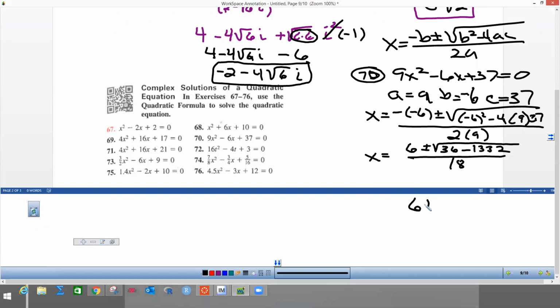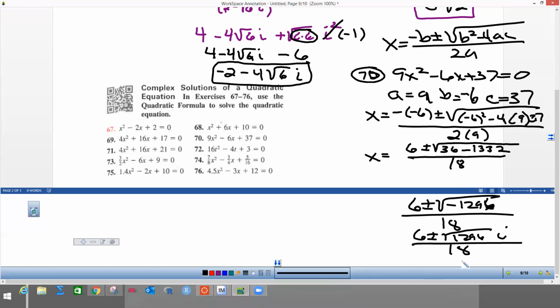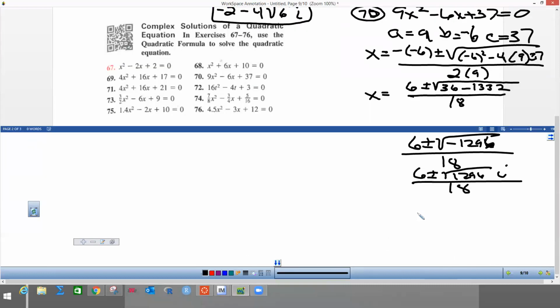So I'm going to have 6 plus or minus the square root of -1296 all over 18. Well, 1296, I believe, is a perfect square. So I'm going to check on my calculator by doing the square root of 1296, which is 36. But do you see that negative sign there? So that gives me 6 plus or minus the square root of 1296, and down here I still have 18. And the square root of 1296 is 36. So this is 6 plus or minus 36i all over 18.